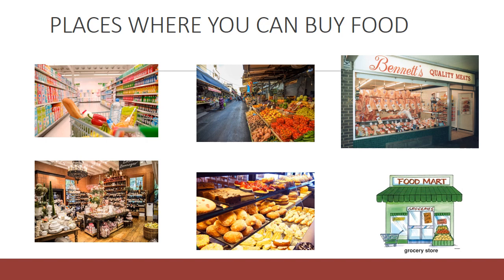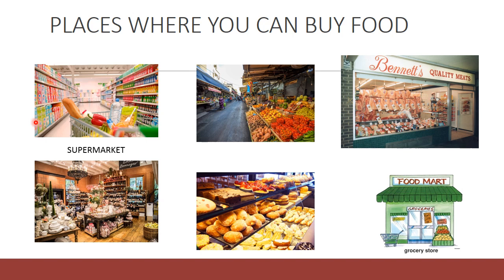Places where you can buy food. Okay, can you identify the places in the pictures? Let's check one by one. The first picture belongs to a supermarket. Okay, if we talk about Ecuador, we have some big supermarkets like Supermaxi, Hipermarket, Magda, Tia, and Santa Maria.